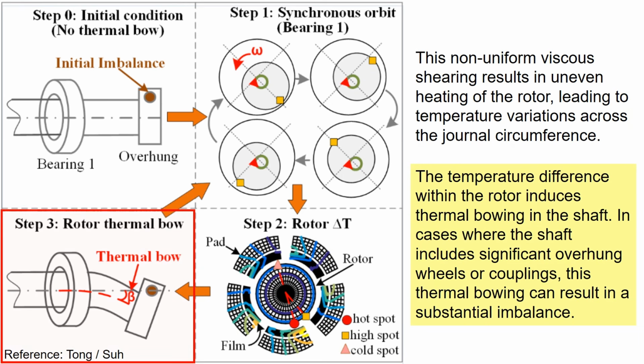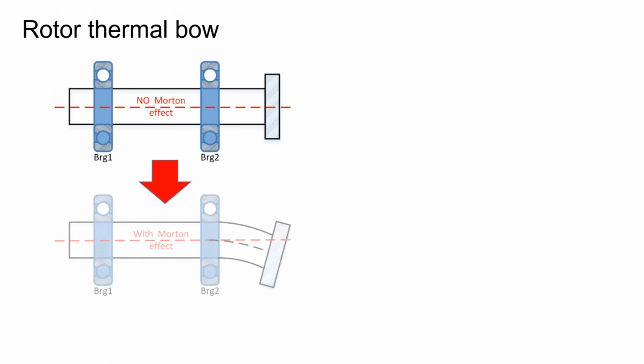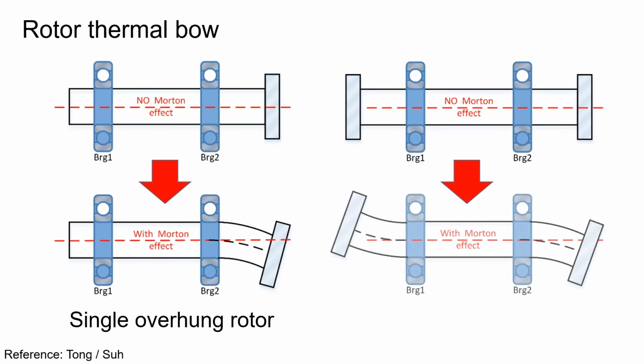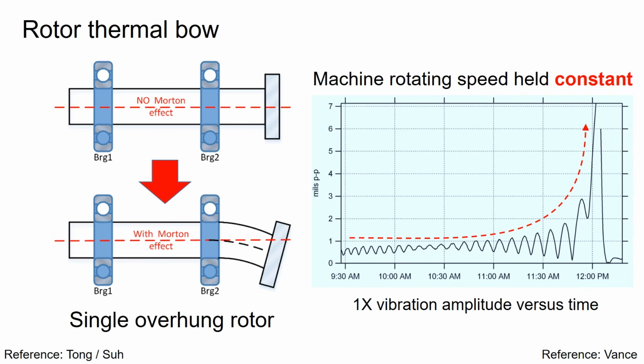The temperature difference within the rotor induces thermal bowing in the shaft. In cases where the shaft includes a significant overhung wheel or coupling, this thermal bowing can result in substantial imbalance. This illustrates thermal bowing, which can lead to substantial deflection at the overhung location. Going back to the 1x vibration versus time plot here on the right, the Morton effect can cause a substantial increase in the 1x vibration amplitude due to thermal bowing, while the machine rotating speed is held constant.